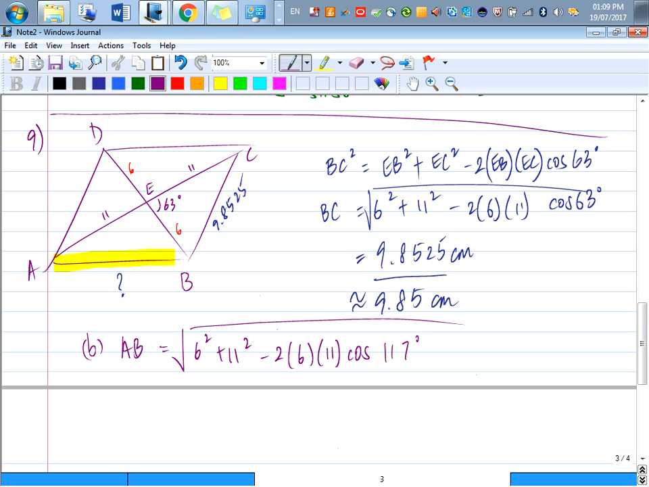How did she get 117? It's not in the question. 180 minus 63. So Teja, you need to show me that step first, or we can write it this way. 180 degrees minus 63 degrees. Because I don't want to see unfamiliar numbers coming out from nowhere. And what is the reason for this? 180 minus 63. Ali, what's the reason?